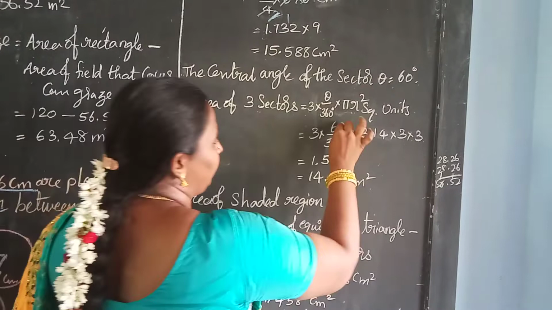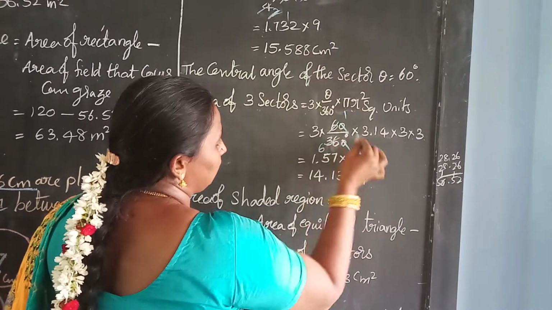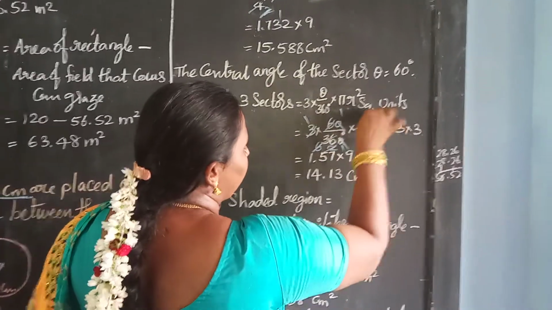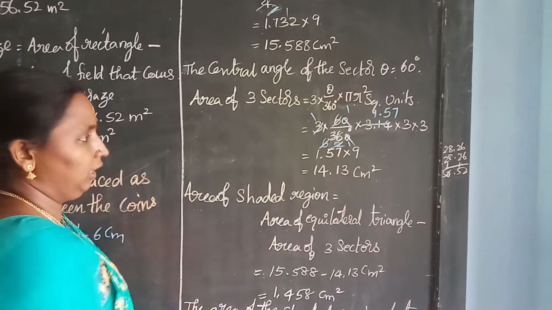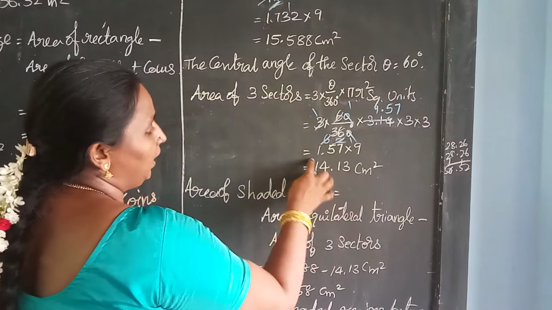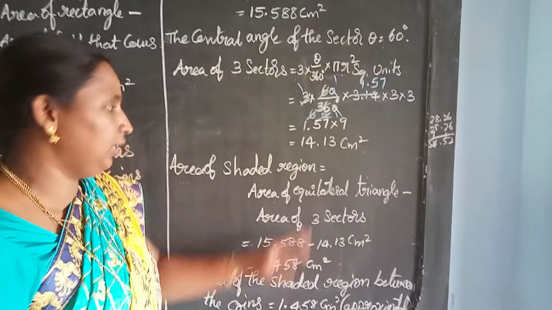Okay, now the simplification part. 0 0 will get cancelled. 6 1s are, 6 6 are, 3 1s are, 3 2s are, 2 1s are, 2 1s are 2, remainder 1, 2 5s are 10, 2 7s are 14. So you get 1.57 into 3 3s are 9. Multiply these two, you get 14.13 centimeter square.